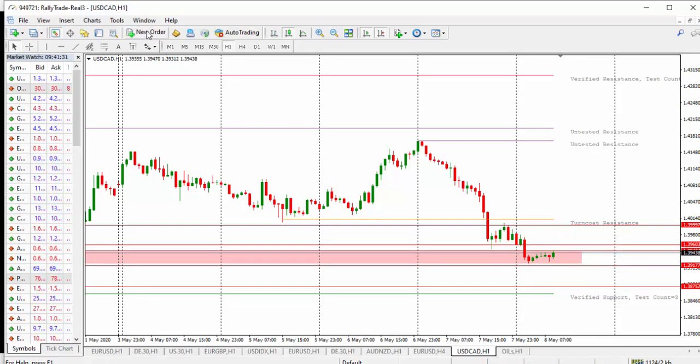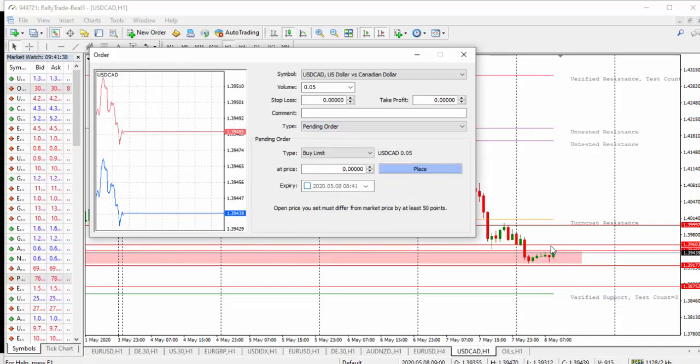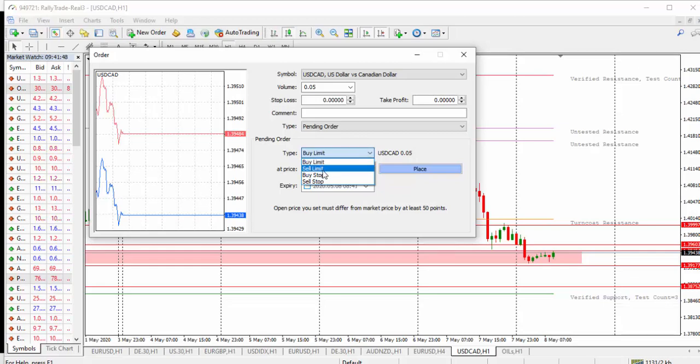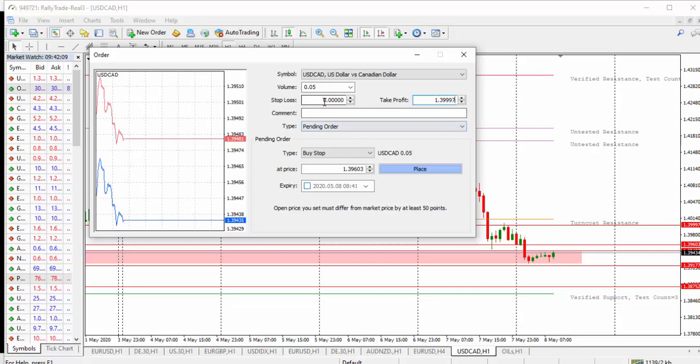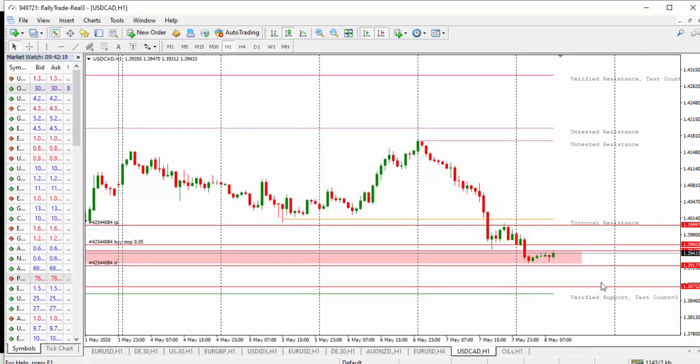So how do we go about having pending trades to take advantage of these two proposed moves? We go to a new order, change this from instant execution to pending order, and because we are looking out for USDCAD pushing out of this zone, getting air, and then retesting this resistance, we have the buy stop at this price here, 1.39603, and then we have our take profit at 1.39997, and our stop loss will be the entry point of the pending sell trade, which is 1.39177.